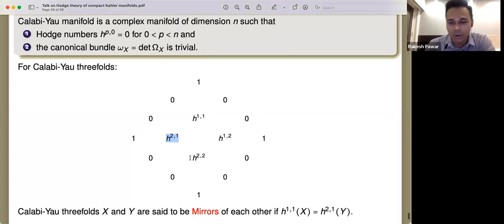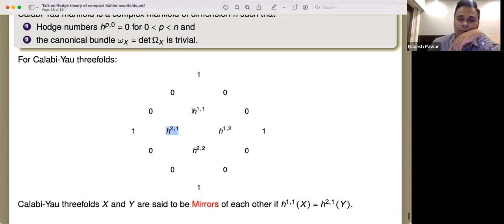Now the general question, which I guess will come up in the next lectures, is where people want to understand the mirrors of Calabi-Yau threefolds. You can say two complex threefolds are mirrors of each other if h^{1,1} of one of them is h^{2,1} of the other. So in some sense, we are getting a mirror image of the Hodge diamond associated with the threefold.